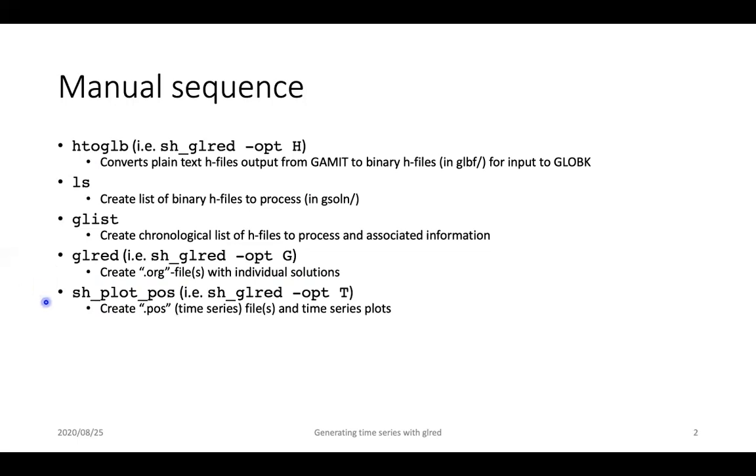We can plot those time series using the script shplotpos. This will first create specific time series files from the org file. These specific time series files have the extension .pos, so we call them .pos files. And running this command shplotpos would be equivalent to running shglred with the -opt T option, and this will produce plots so long as you have GMT installed and accessible to Gamit and GlobK.